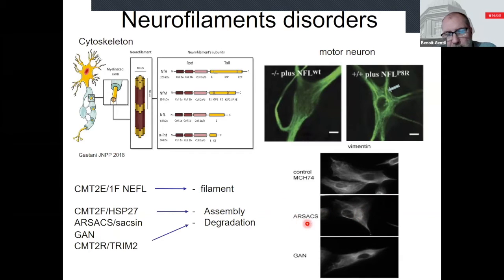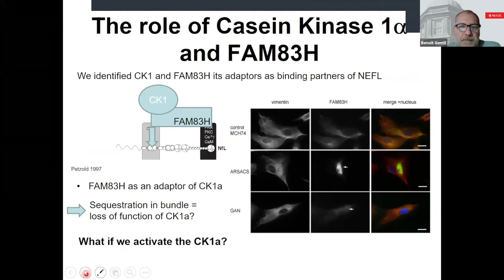And you use this vimentin network as a biomarker of the pathology. And if you look here in the fibroblasts derived from the RSAX patient, you have the formation of a big ball or bundle of vimentin, whereas normally the vimentin network distributes in the cell. And you can observe a similar feature in fibroblasts derived from a patient affected by a mutation in gigaxonin here. And we use this phenotype as a biomarker of the pathology. Which means that these neurofilaments are a key point in the pathology. So that's what we tried to figure out in the lab. And we found a role of a kinase here, and it's an adapter.